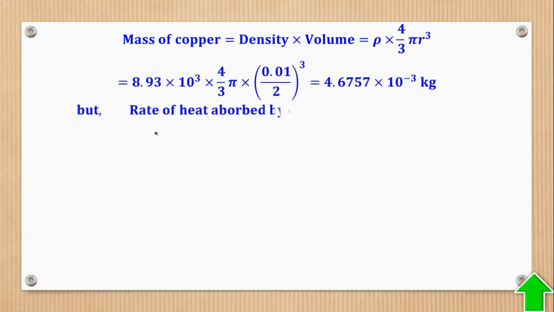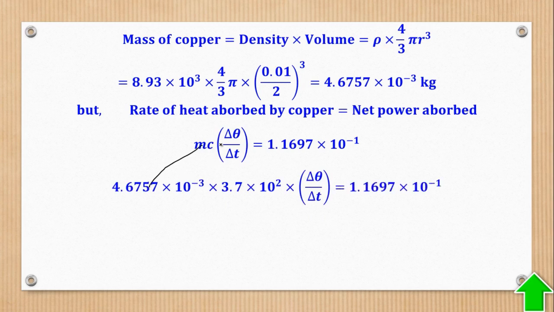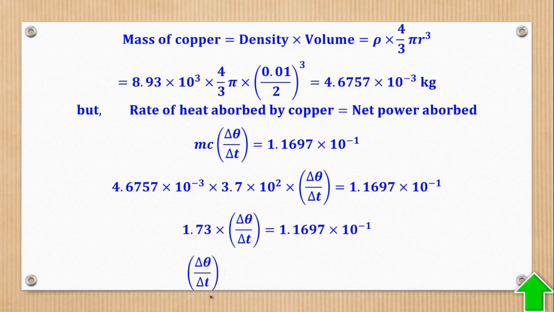So now we shall say that rate of heat absorbed by copper is equal to the net power absorbed. Therefore, rate of heat absorbed by copper is mc, change in temperature over time, is equal to this net power which we got in the previous slide. Then come and substitute for m, substitute for c, and this is what they want. This one remains. So look for making it the subject. You'll come up with that as the answer.